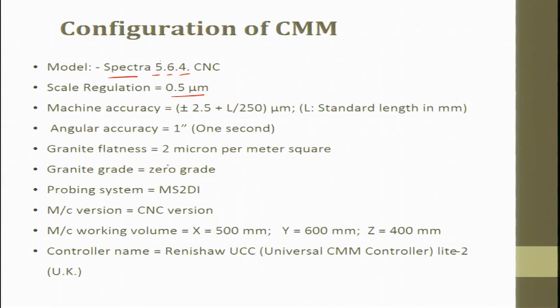Granite flatness: granite is the work table that we have, and it is zero grade granite, with flatness of 2 micron per square meter. So it is quite smooth to keep our measuring instruments on. Being zero grade, its thermal expansion is also zero. Then the probing system, the machine version is CNC, and the machine volume is 564: in the X direction we can move 500 mm, in Y 600 mm, and in Z 400 mm. The controller is the Renishaw UCC, Universal CMM Controller Lite 2, from the UK.